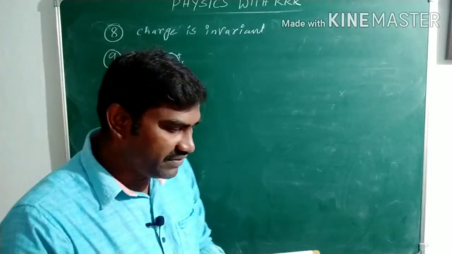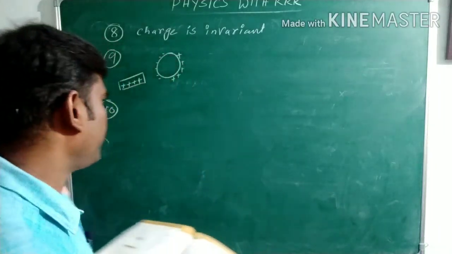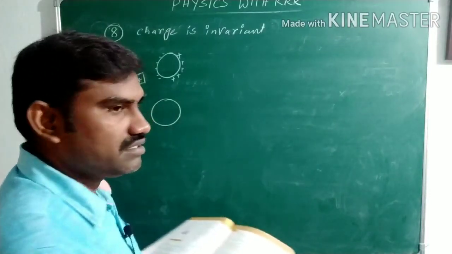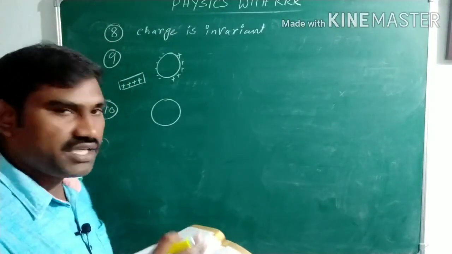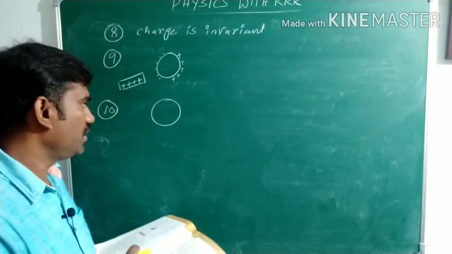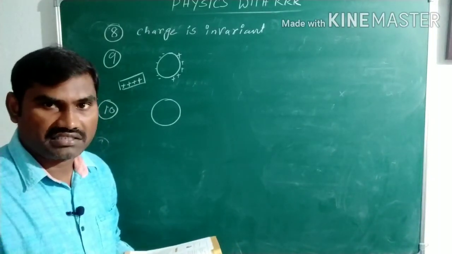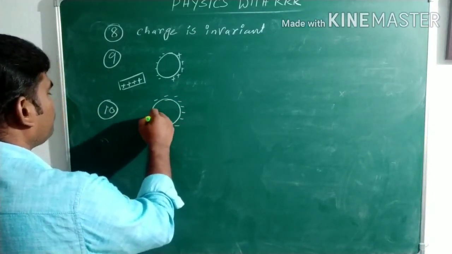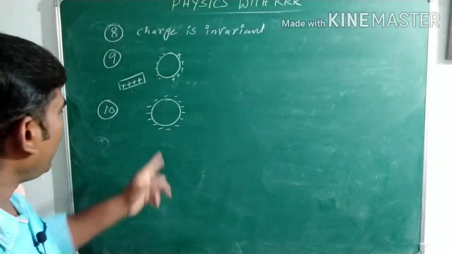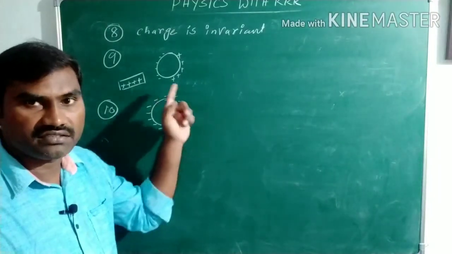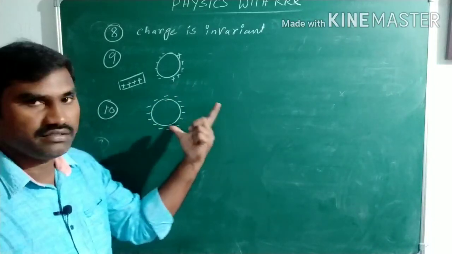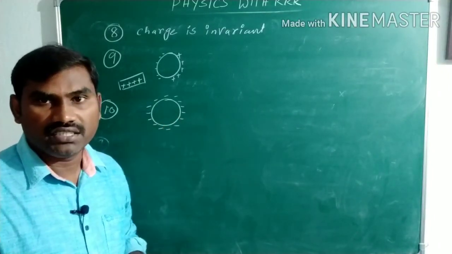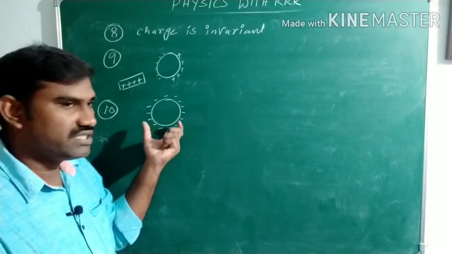Next, a soap bubble is given negative charge, then its radius. Suppose the soap bubble is initially neutral, which means the positive and negative charges balance. Now when we give extra charges, those extra charges lie on the surface of the conductor. As the same charges lie on its surface, there is a repulsive force between them. Because of that repulsive force, the radius of the soap bubble will increase.